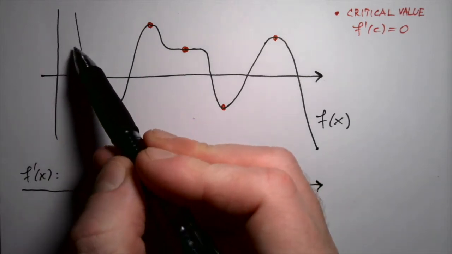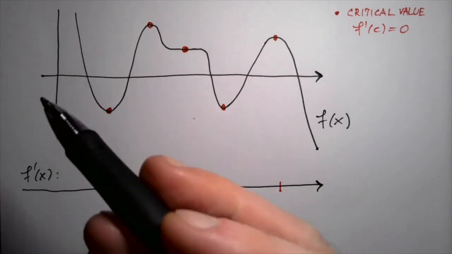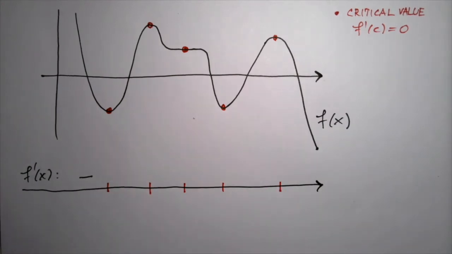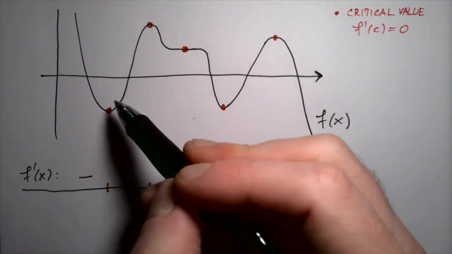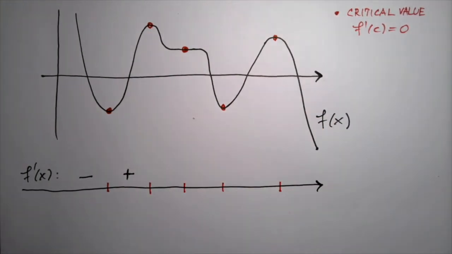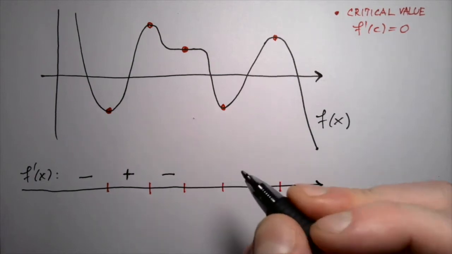So here, before the first critical value, the function itself is decreasing. It's moving downward. That means that the slope of the tangent line is always negative in that region. First derivative is negative. Here we're increasing, so we'll have a positive derivative. Then we decrease again. That'll be a negative derivative.